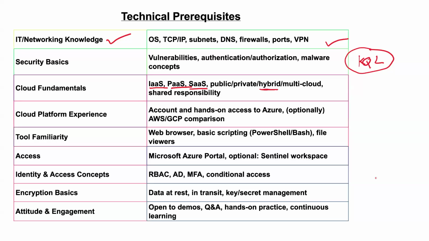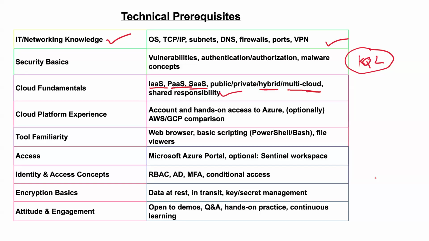Then we have something called multi-cloud. Multi-cloud also, I will explain the entire concept with Azure itself. We can connect AWS and GCP through this. Then we have something called shared responsibility. Shared responsibility comes with the user, how you are going to manage your entire cloud.